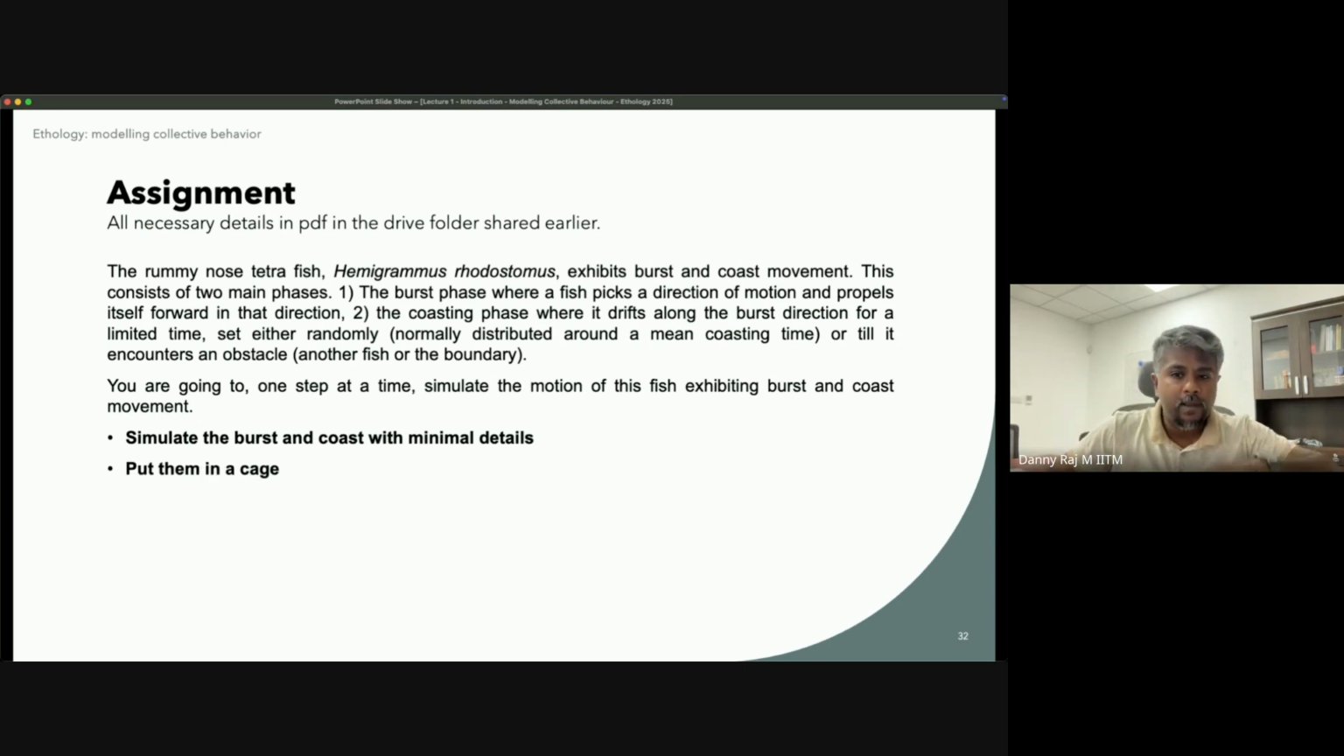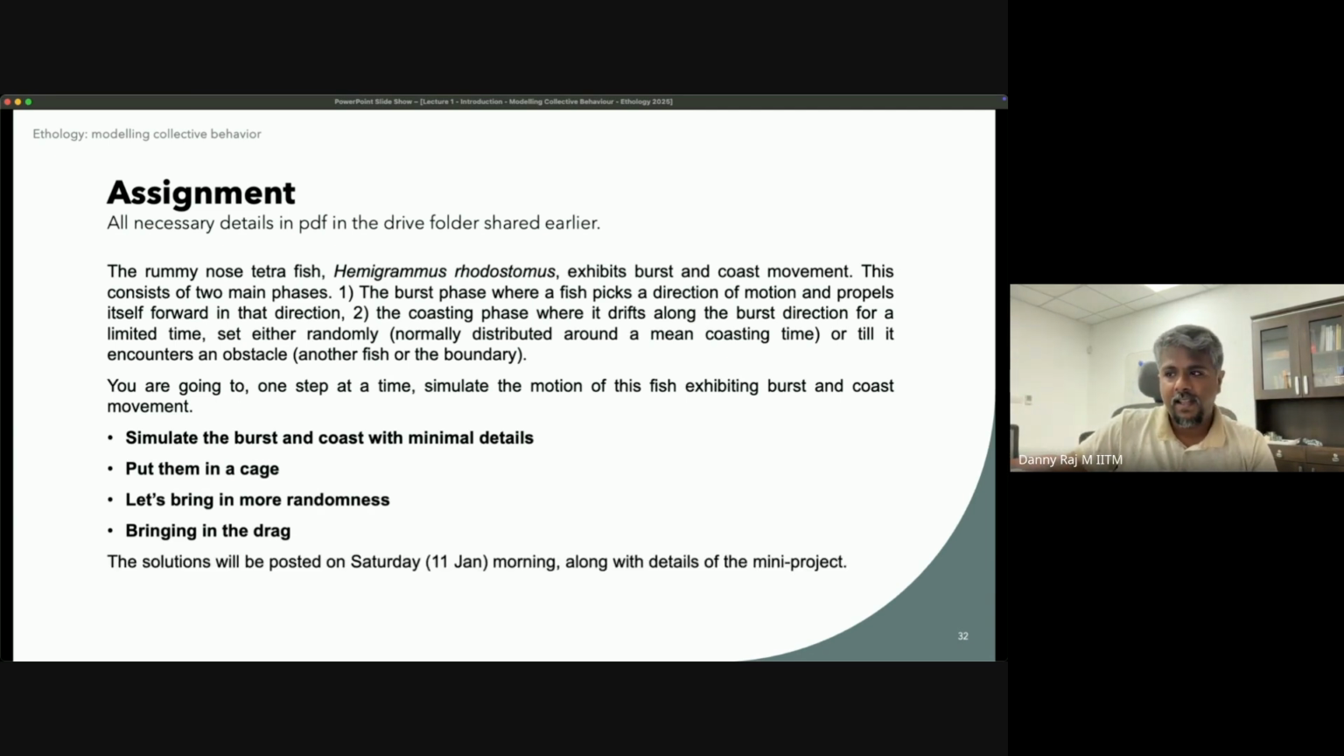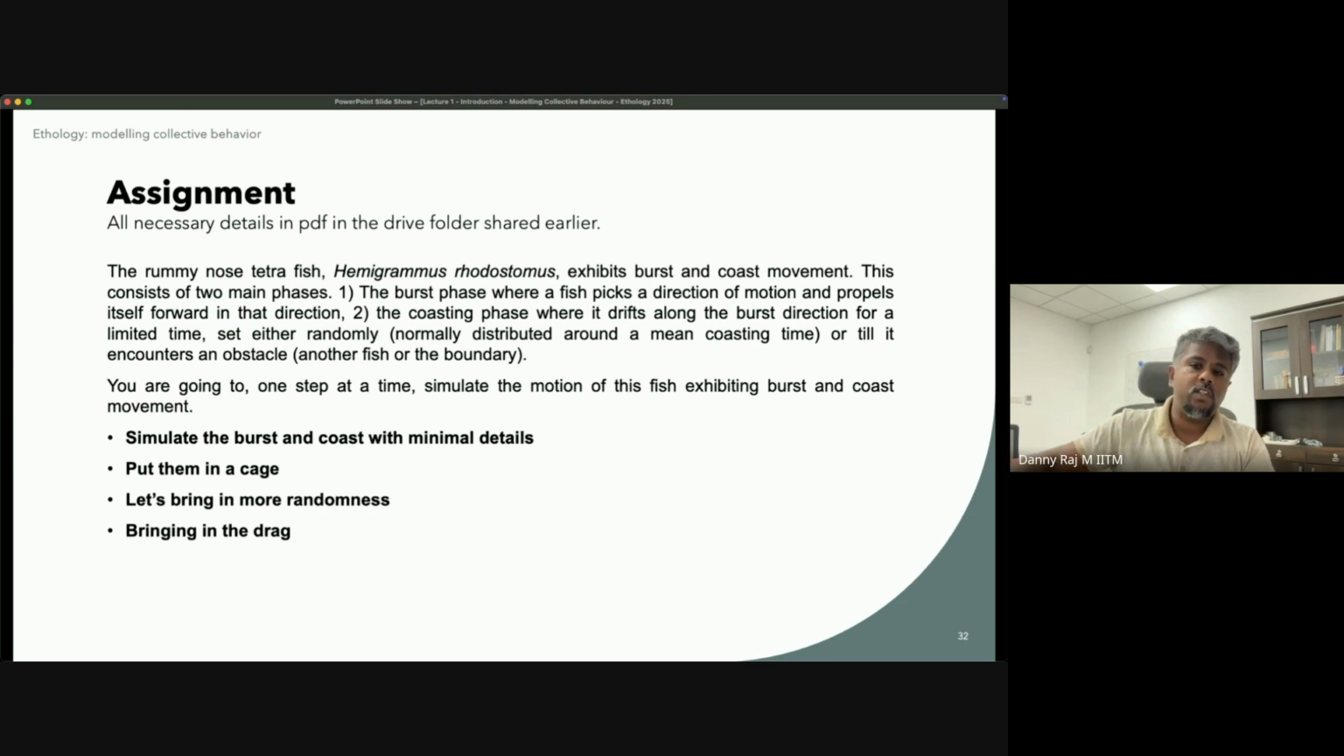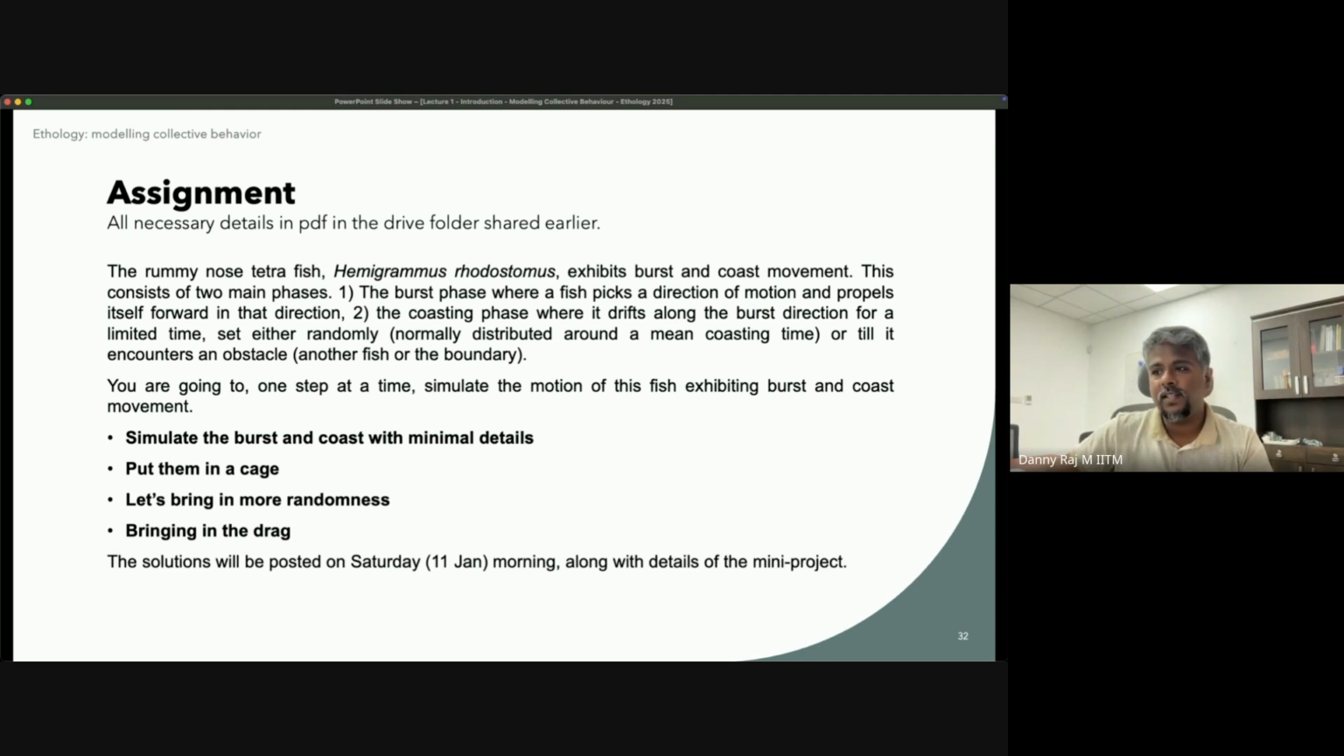Then put them in an arena. Then bring in some randomness. I've told you how to do that, and I've explained it in the PDF. And then bring in some more detail. Again, I've explained it. Once you do this, you've essentially simulated burst and coast for a single fish. The solutions for this will be posted on Saturday morning, along with the details for the mini project, which are to be submitted on the 17th.